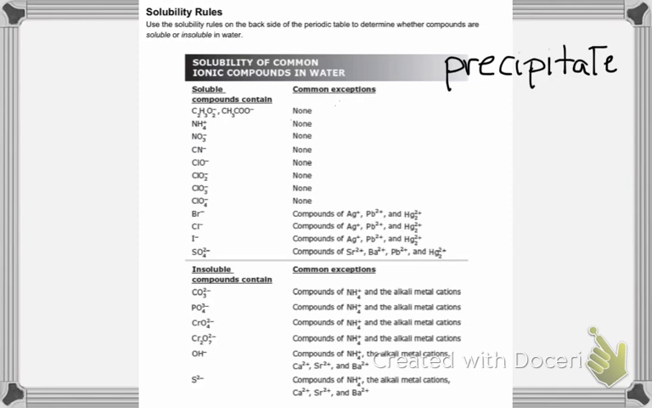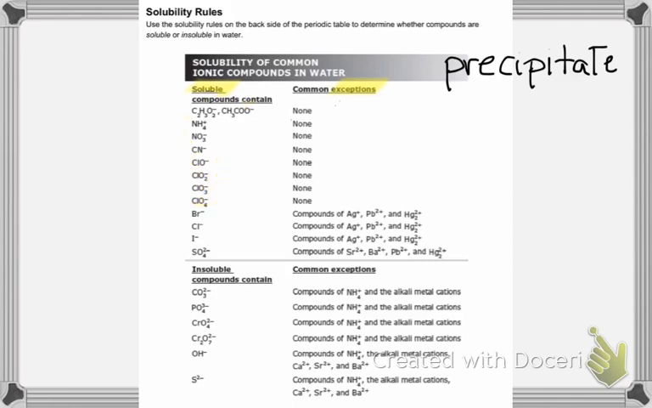So how do you read this graph? Notice here it says these are all soluble, but then you have exceptions. So pretty much all of these compounds here, acetate, ammonium, nitrate, cyanide, hypochlorite, all of these are always soluble, and there are no exceptions to it being soluble. They will always dissolve in water.